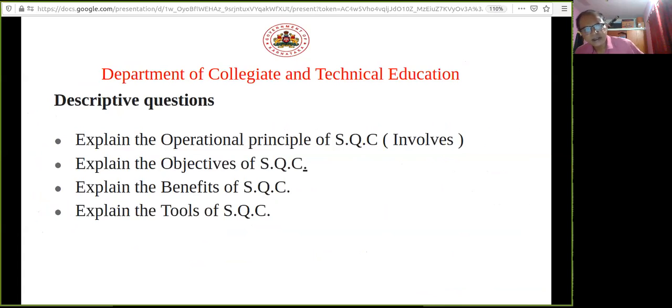Then we studied the next descriptive question, which is: explain the tools of SQC. As we know, because of the use of statistical quality control tools, the industry enjoys a lot of things. That is, no scrap, no waste, less time in inspection, and improved quality. Naturally, the economic benefit enjoyed by the industry by using the tools of statistical quality control is greater, because of the many factors I have told you.